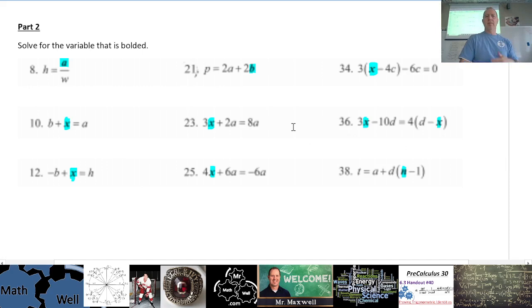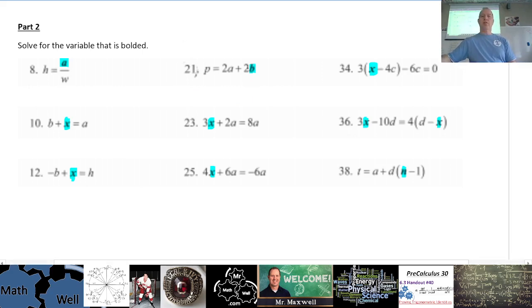Okay, maybe I'll do one of these for you, just because this is a bit of a different type of question. It's not that hard, but what it's going to be is you're going to have a variable that you're solving for, but on the other side, it's not going to be just a number. It might be another variable or something. So, for example, I'll do 21 for you, just as an example.